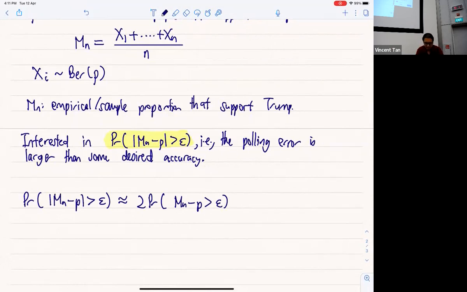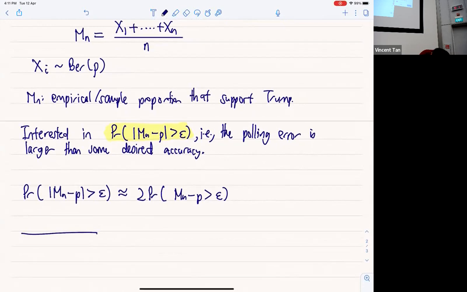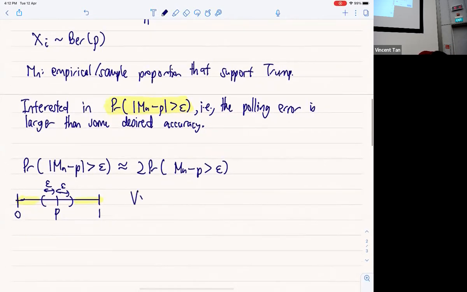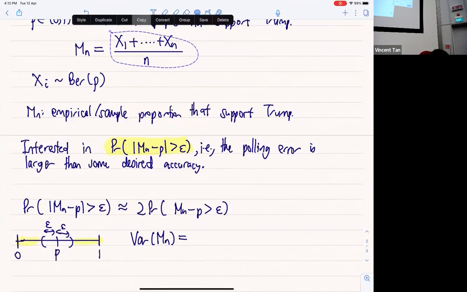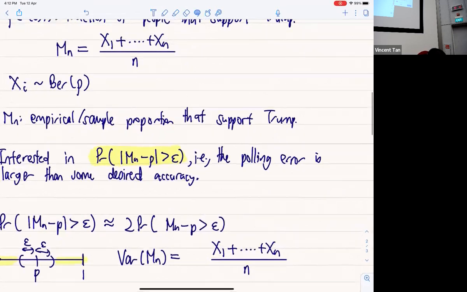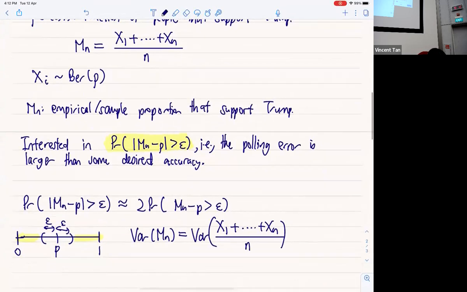So here is our number line, from 0 to 1, and this is P, and this is our epsilon interval. We are interested in the yellow region, and we assume the yellow region on the left side and the right side is equal. That doesn't really mean that P is exactly in the middle, one half, but this is not a bad approximation. Now, we can calculate the variance of Mn. Notice that Mn is this guy here, so we have to understand the variance of this random variable. It is a random variable because it is a function of n random variables.